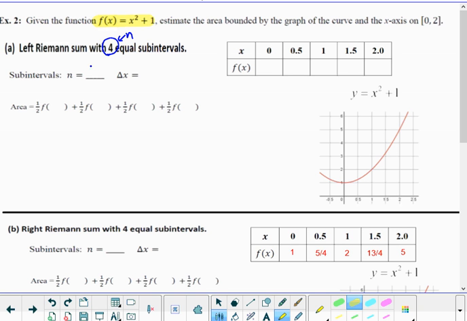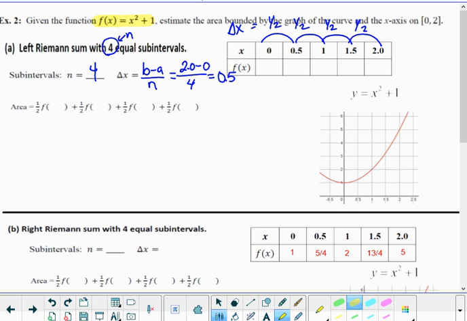N is 4. Delta x is determined by b minus a divided by n. So it's the full width of our interval, which is 2, or I could do 2.0 minus 0, divide by 4, and it's telling us a half unit is our delta x. So I'm going to have a half unit, a half unit, a half unit, and a half unit. Once again, we're still staying nice and consistent with our delta x. Pretty soon we're going to change that up.